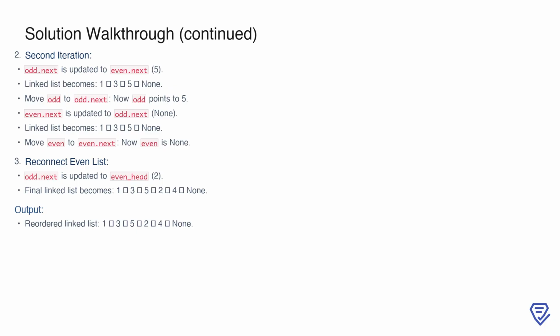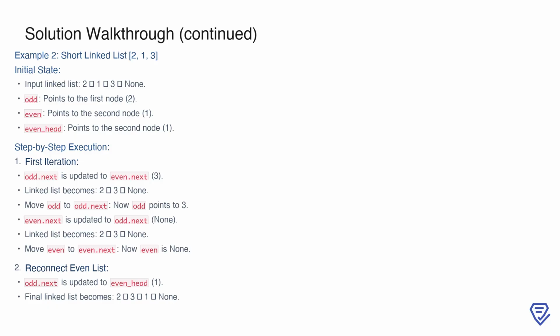To do this, we update odd.next to point to even_head, which is the head of the even list starting at node 2. The final reordered linked list is 1 3 5 2 4 none, where all odd indexed nodes appear first, followed by all even indexed nodes.